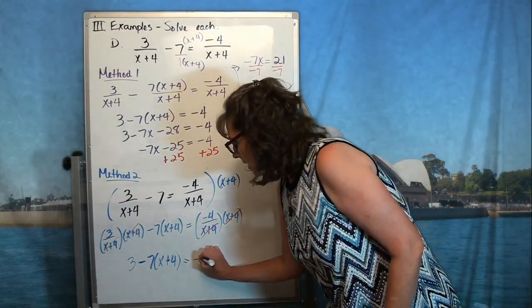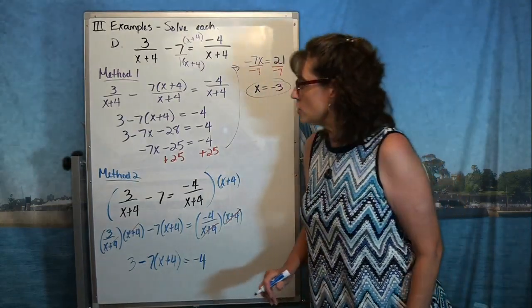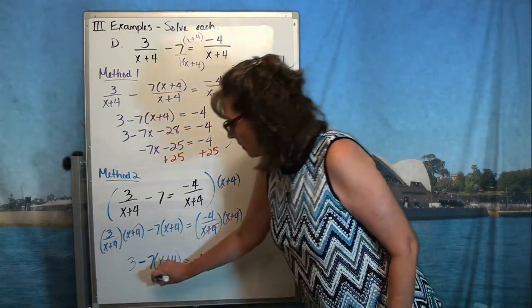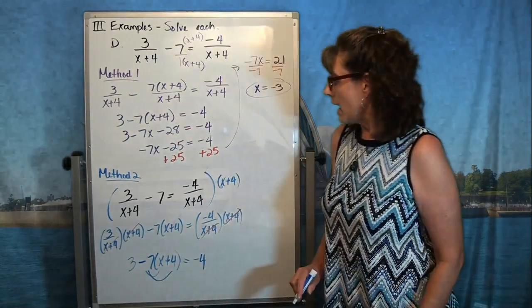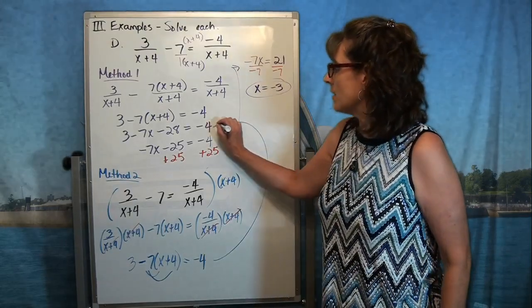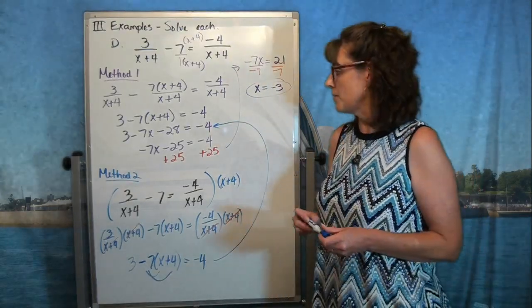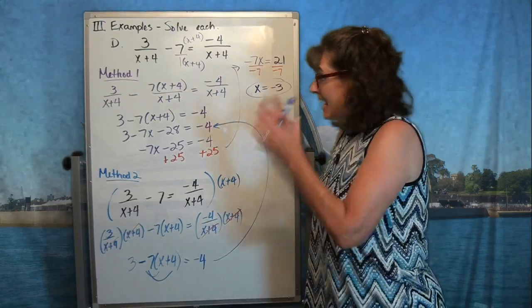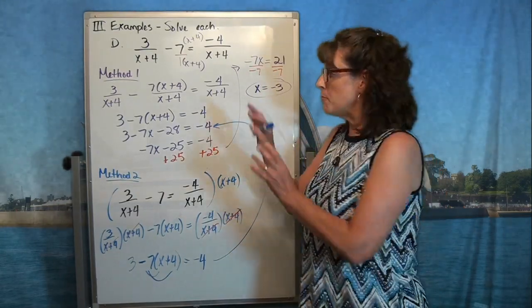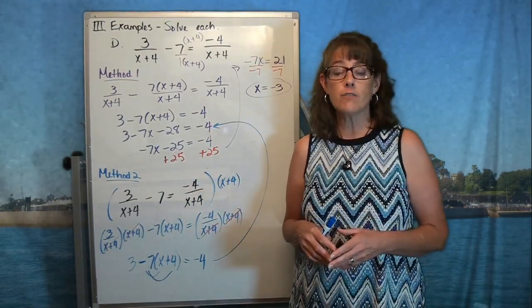leaving me with a negative 4. And we know that to solve this equation, just like this one up here, I'm going to distribute my negative 7 through, and that will lead me right there, and I can continue on. So yet again, another example of both methods working perfectly fine for this.